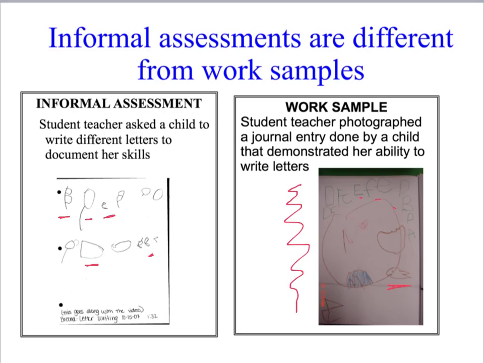So this is spontaneous. This is a student who wants to engage with text, who understands that pictures often have a story that goes with them, and you can see all of that richness in this work sample that isn't in the informal assessment, because the informal assessment was designed to test ability to write letters, whereas the work sample was done by the student's free will.